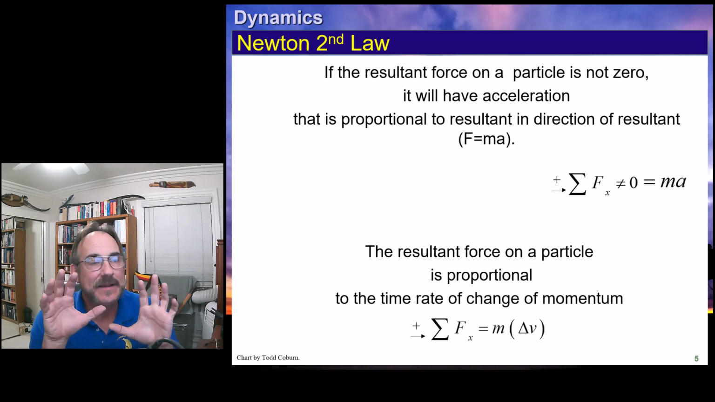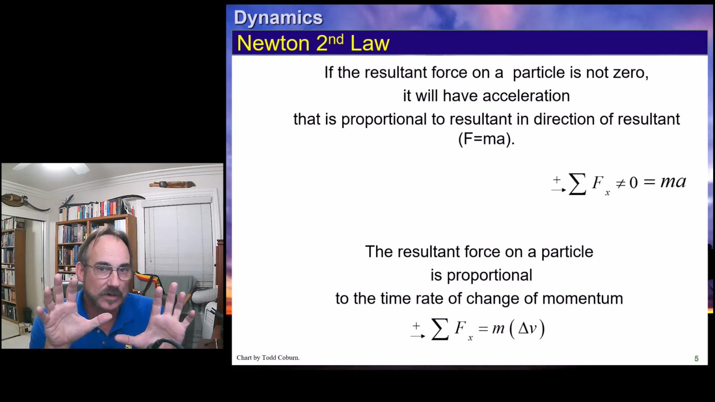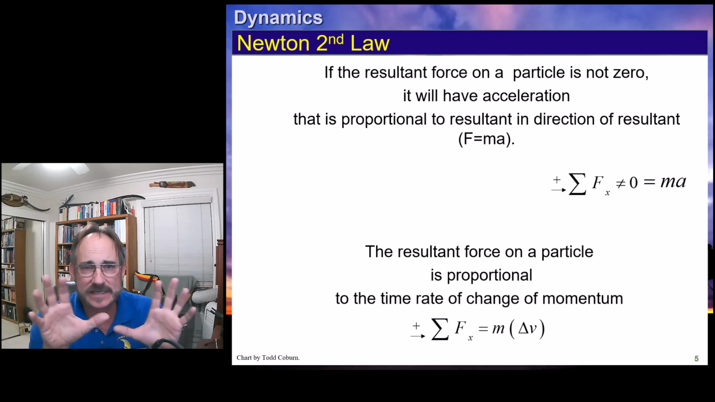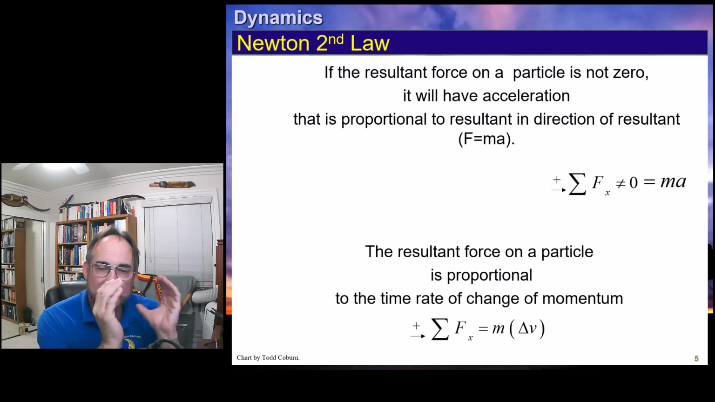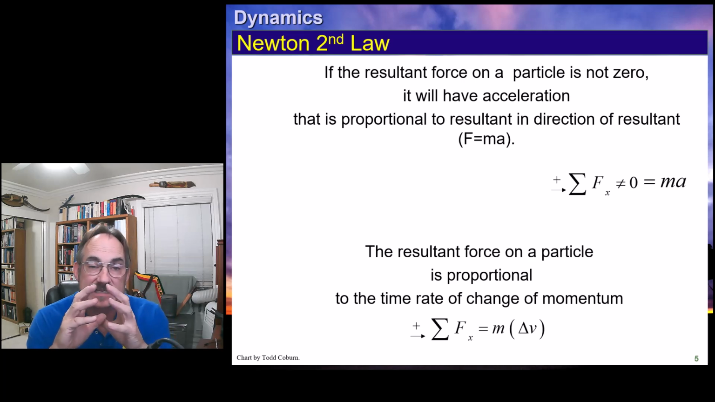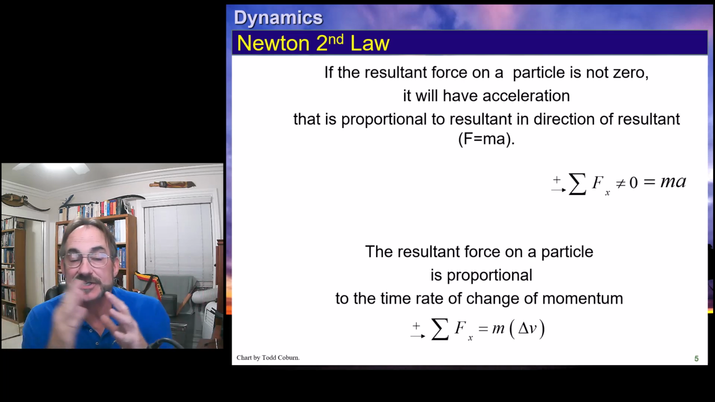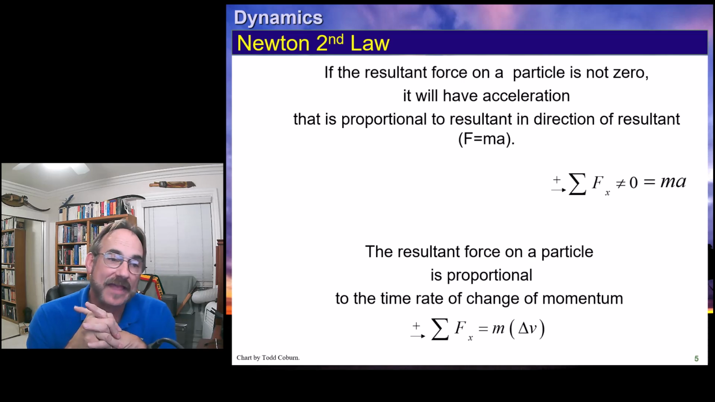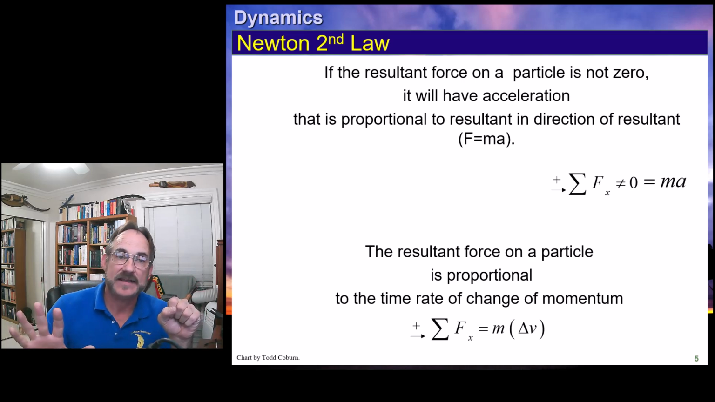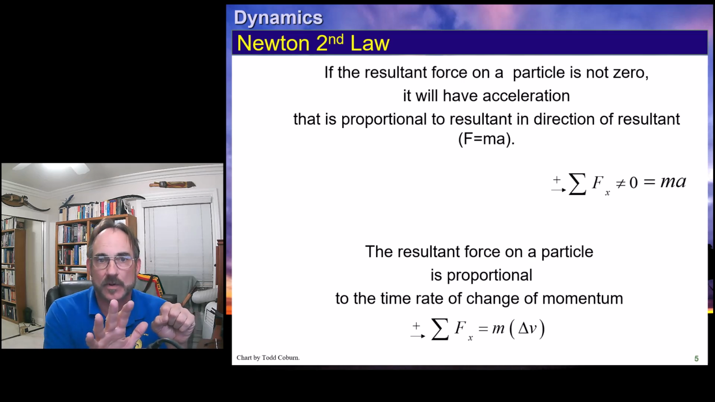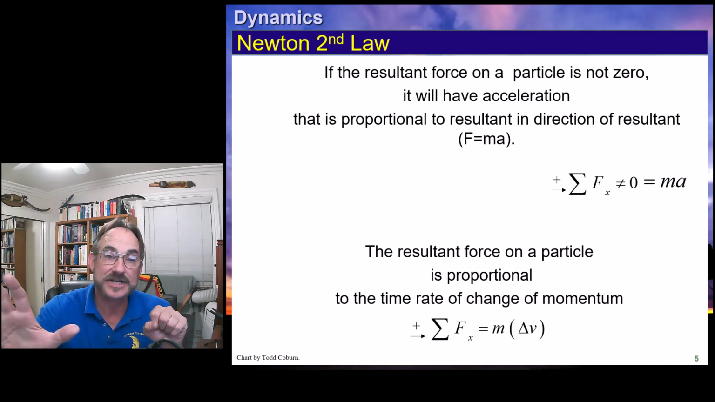Another way to say the same thing is that the resultant force on a particle is proportional to the time rate of change of momentum. What does that mean? Our sum of forces, all the forces added together, is equal to the mass times the change in velocity per unit time. Well, a change in velocity over time is just acceleration. This is the momentum principle. The other is the acceleration principle.